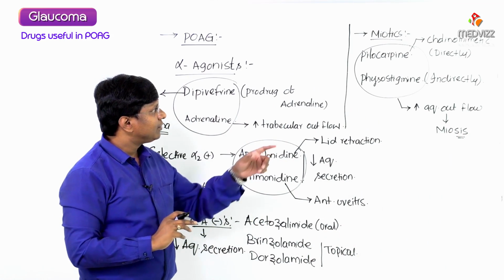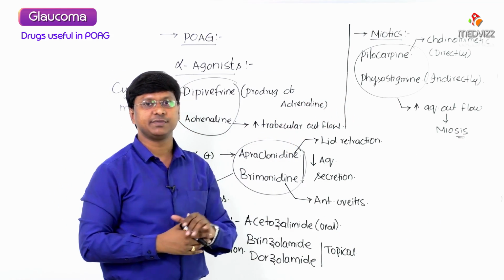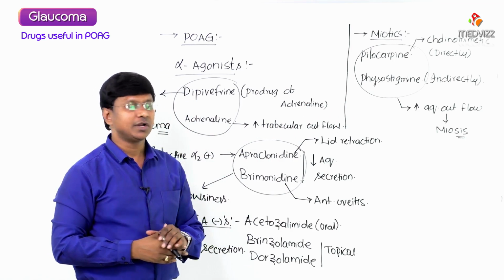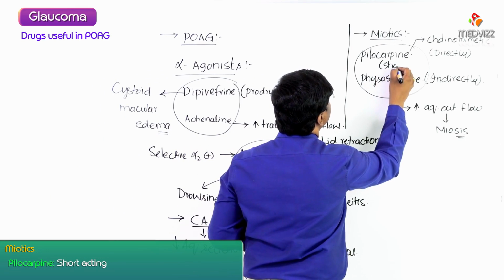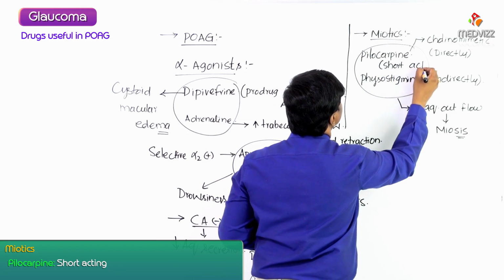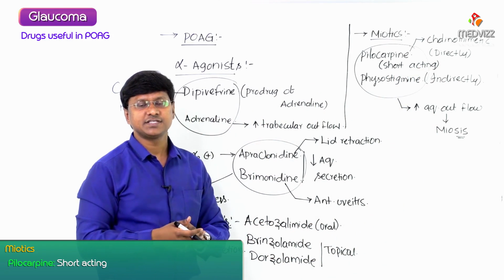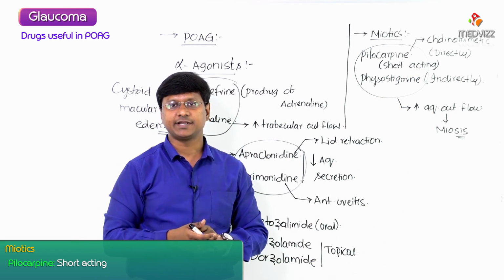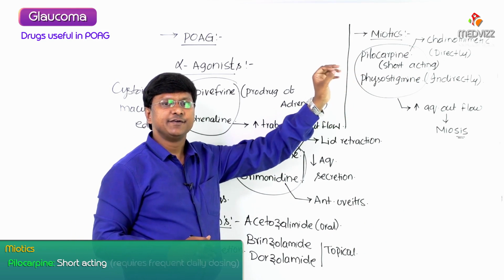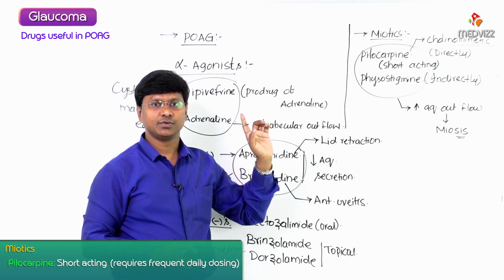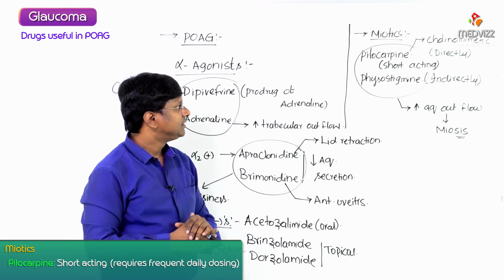Next, now you take these two drugs, pilocarpine and physostigmine. Remember, pilocarpine is a short acting drug. So the point you should remember is that pilocarpine is a short acting drug. Therefore, pilocarpine requires frequent daily dosing. Why? Because it is a short acting drug.